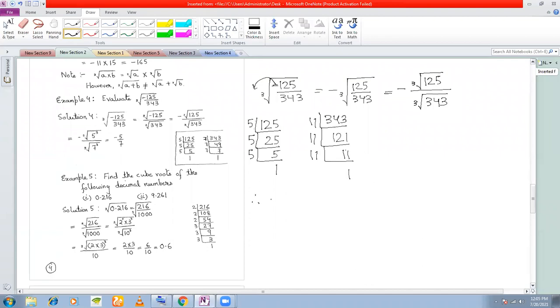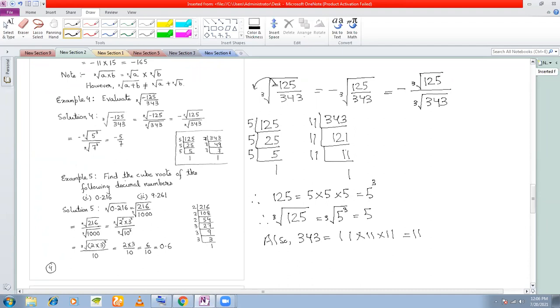So therefore, 125 is equal to 5 into 5 into 5, which is equal to 5 cube. So therefore, cube root of 125 is equal to cube root of 5 cube, which is equal to 5. Also, 343 has been written as 11 into 11 into 11, which is equal to 11 cube. Therefore, cube root of 343 is cube root of 11 cube, which is equal to 11.